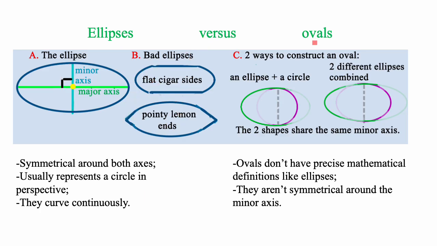Now, an oval is a shape that resembles an ellipse but looks more like an egg. And unlike an ellipse, it doesn't have a precise mathematical definition because it can be made in many different ways. It's composed usually of half an ellipse connected to half a circle, or two different ellipses combined where they share the minor axis. So as a result, they aren't symmetrical around their minor axes.